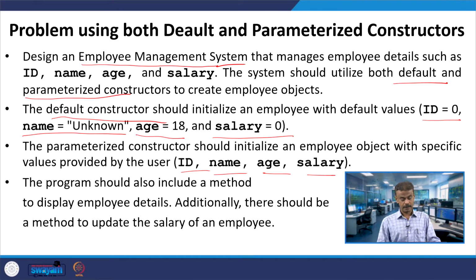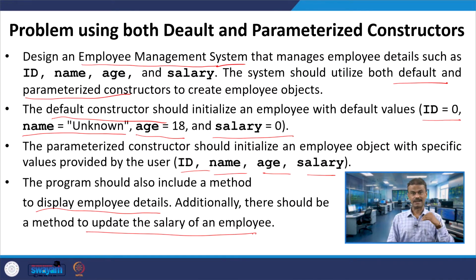Also, the program should include displaying the employee details. We also have to update the salary. For example, if some employee is getting a salary of 30,000, it should become 40,000, and similarly 3 lakhs should become 4 lakhs. That update we have to display. The main idea here is how we can use both the default and parameterized constructors. So, we will see the program.